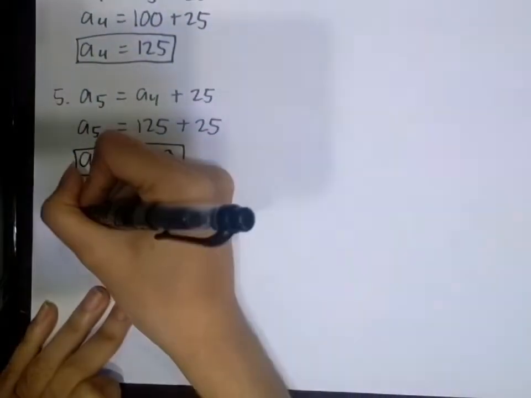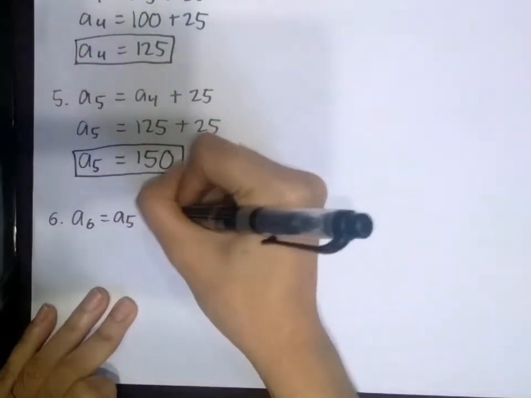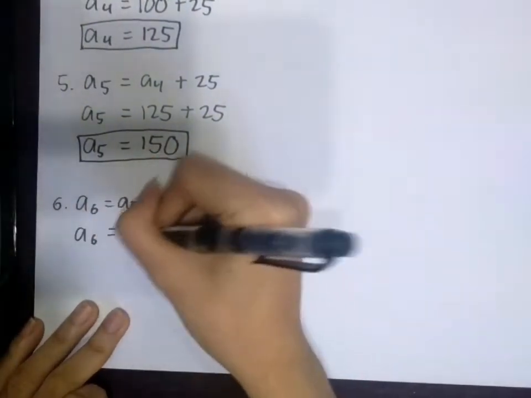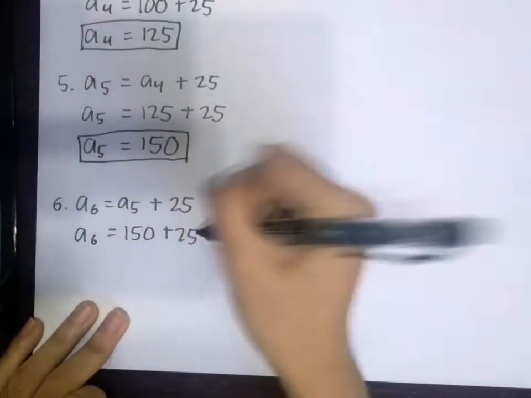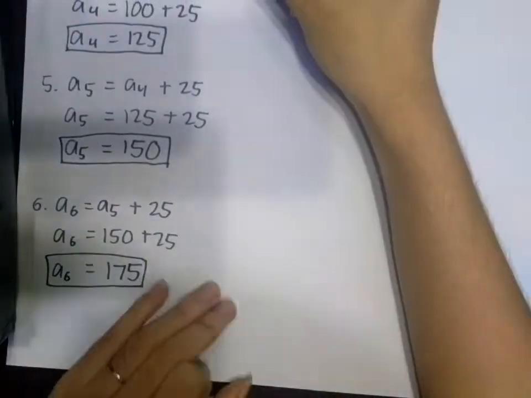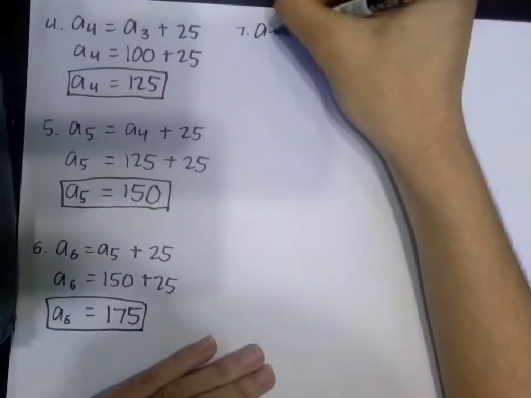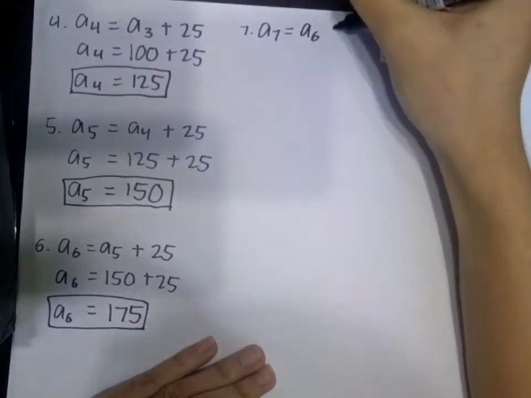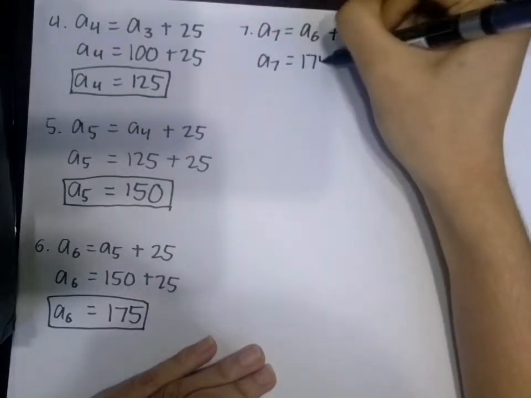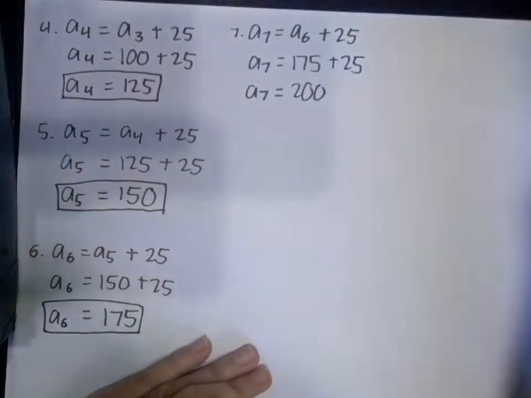For the sixth term, let's use a sub 6 = a sub 5 + 25. Substitute a sub 5 with 150, then add 25, and the sum will be 175. For the seventh term, let's use a sub 7 = a sub 6 + 25. Substitute a sub 6 with 175, then add 25, which will give us 200.